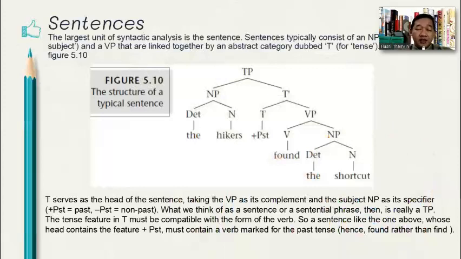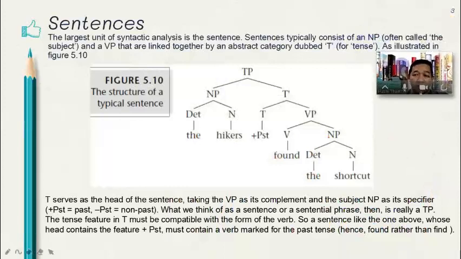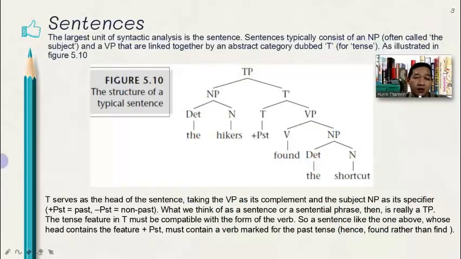Okay, sentences. What is a sentence here? A sentence is the largest unit of syntactic analysis. This is the biggest unit to analyze from a syntactic perspective.